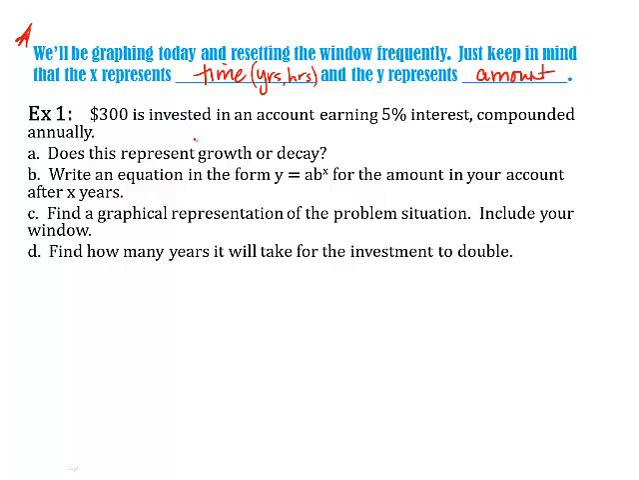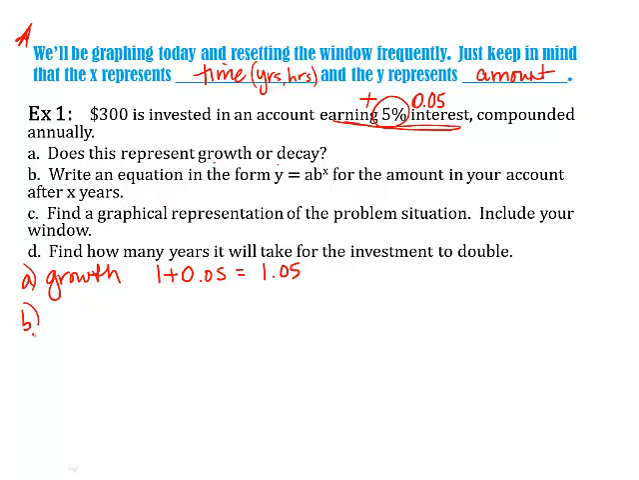All right, $300 is invested in an account earning 5% interest compounded annually. A, does this represent growth or decay? Now it's earning interest. Is that going up or down? Well, hopefully that means it's going up. So part A, you would say this would be a growth problem. And what you would say is it's 1 plus whatever the percentage is. Well, this is 5%. As a decimal, it's 0.05. So it's 1 plus 0.05, a rate of 1.05. That is our growth.